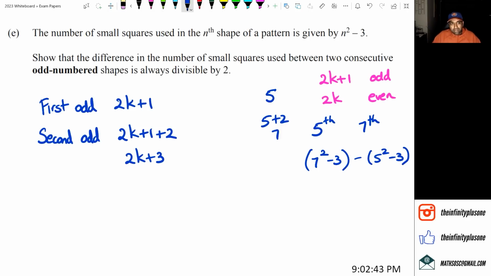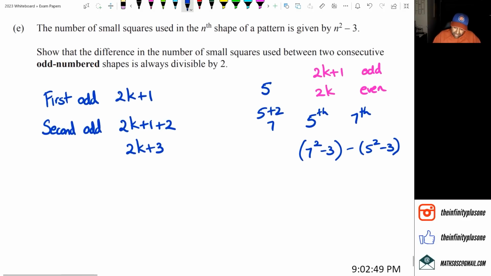All right. Now it says show that the difference in the number of squares between two consecutive numbers. So I've got to take the second odd number minus the first odd number. Then that should actually kind of help me out here. So I'm going to go, just like how I did that 7 squared minus 3, because it's kind of like this.